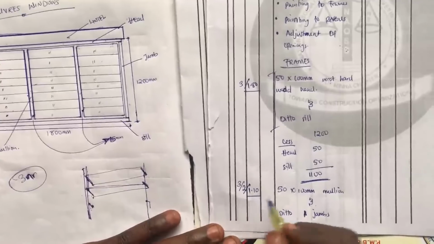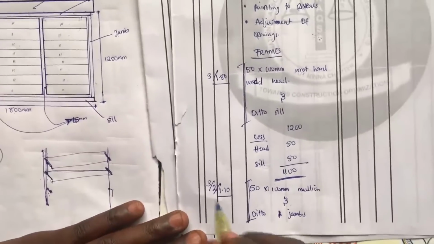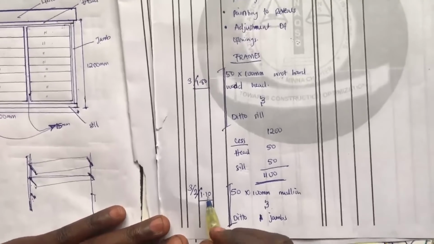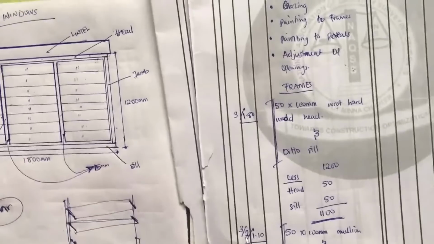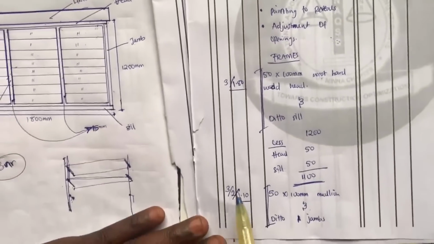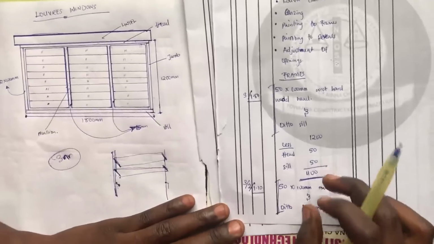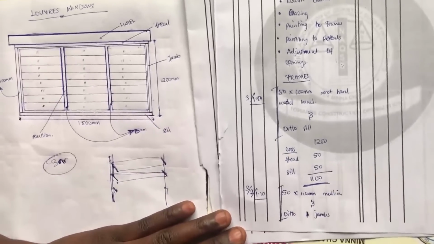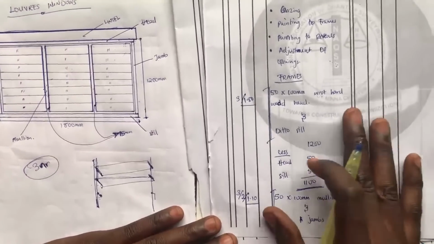So take note that this dimension is going to be applicable to both the mullion and the jamb. That is why we have 1.10, the overall length, by 2, which stands for 2 mullion, and then by 3, which is for 3 windows, or by 2, which stands for 2 jambs, by 3 for 3 windows. So this is how to book for the mullion and the jambs of this particular work.